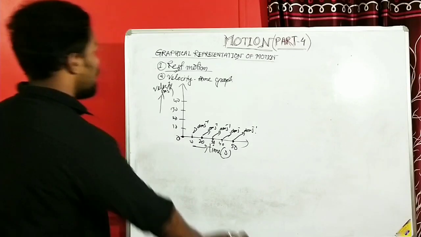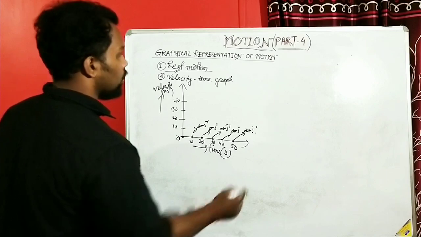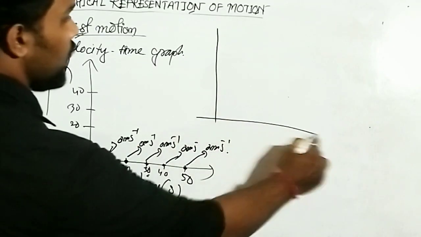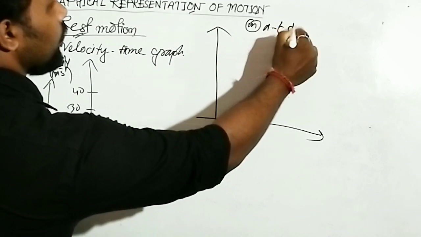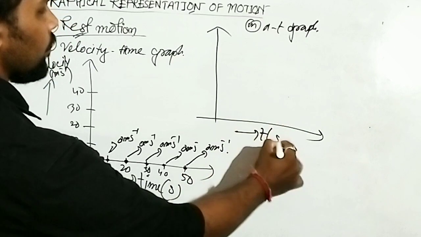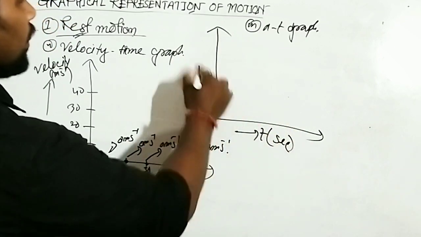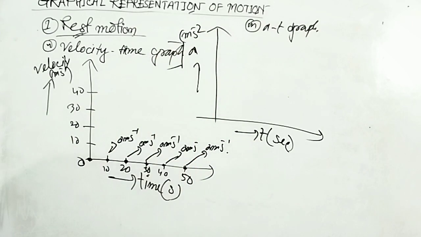Now, we'll move to the next graph, the acceleration time graph, okay? If I draw the acceleration time graph here, on one page, it is going to be clear. I will consider time represented by t, and the vertical axis is going to be acceleration. The unit is meter per second square. See, a simple concept is going to be there.